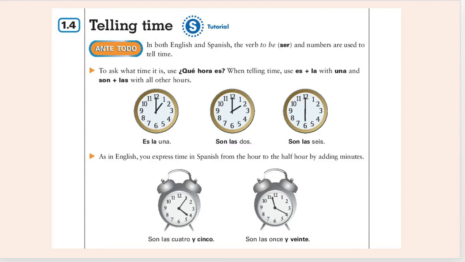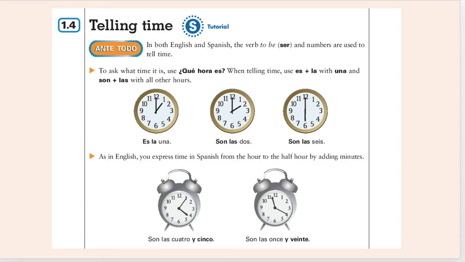¿Qué hora es? Do know that the word tiempo can generally mean weather. So to not be confused, we typically use the word hora in reference to the time, like ¿qué hora es? And because hora is feminine, when telling time, we use es la una or son las with all other hours. Por ejemplo, es la una, it's 1 o'clock. Son las dos, it's 2 o'clock. Son las seis, 6 o'clock.